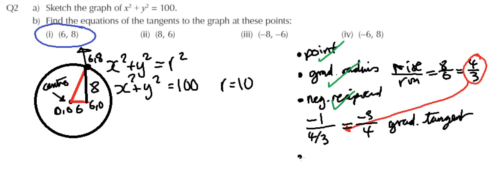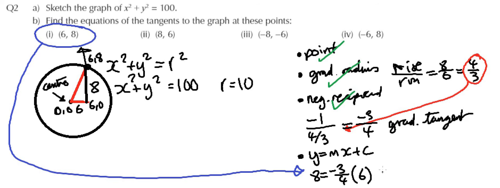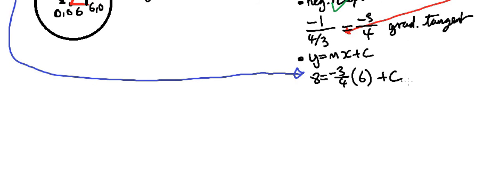Now I need to find the equation of the line. y equals mx plus c. I'm going to substitute my point into here. My point was 6, 8. So my y is 8. My m that I found above was -3 over 4, my gradient. The x from my point is 6. And then I have to add c. I'm almost there. All I need to do is find out what c is.